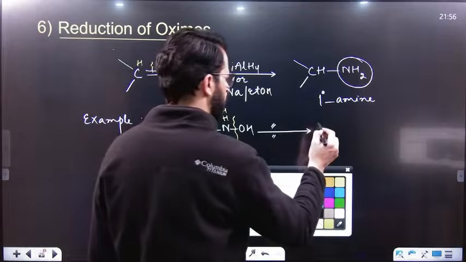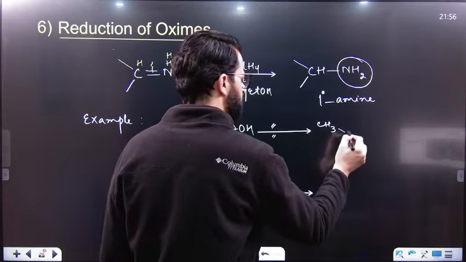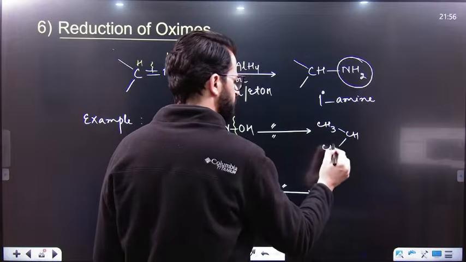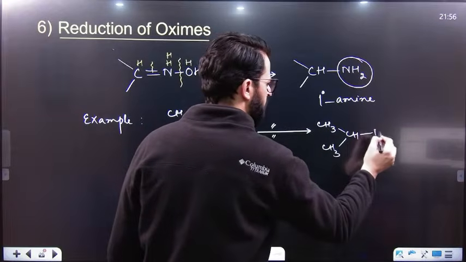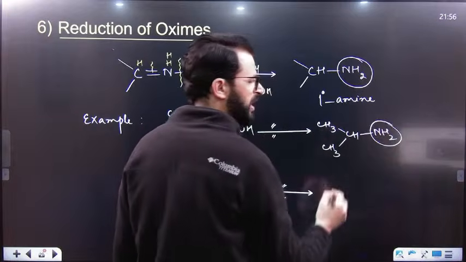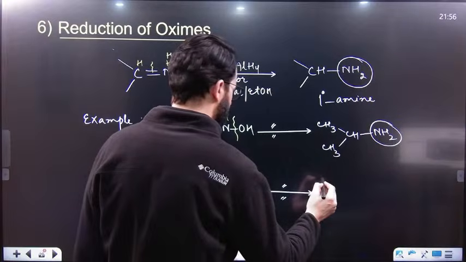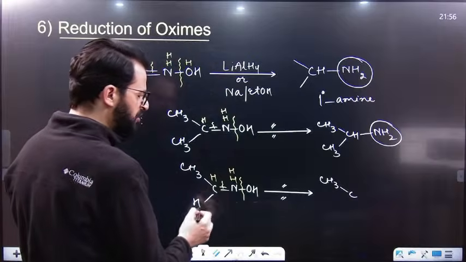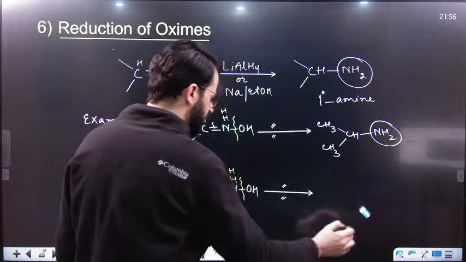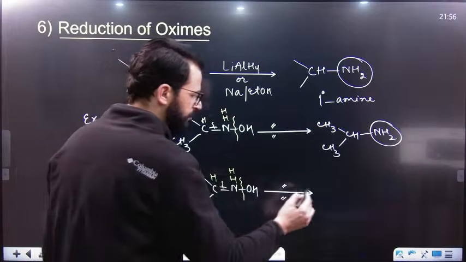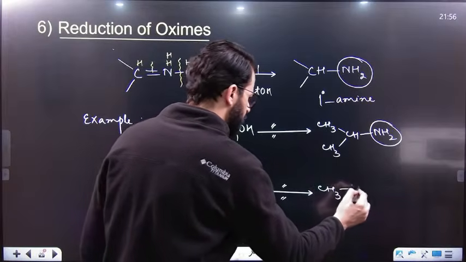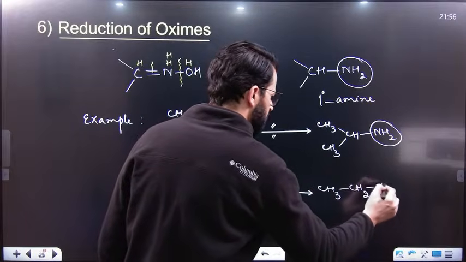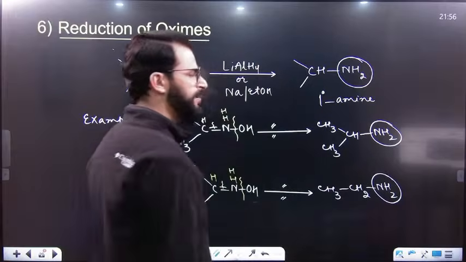So the product will be CH3, CH, CH3. And then that nitrogen becomes NH2. That means it's a primary amine because the functional group is NH2. This becomes CH3, and then this is CH and H. That means this is CH2. I will write it down like this. This is CH3, CH2. After that, it is NH2. So once again, it is a primary amine.